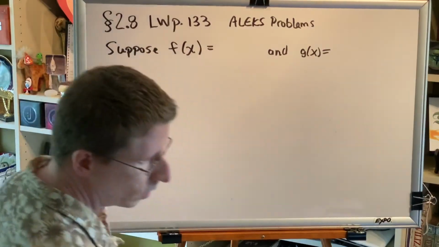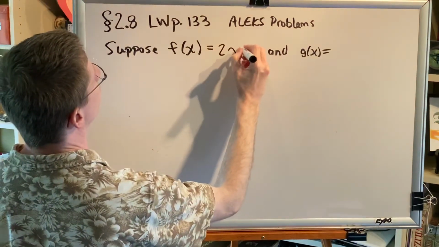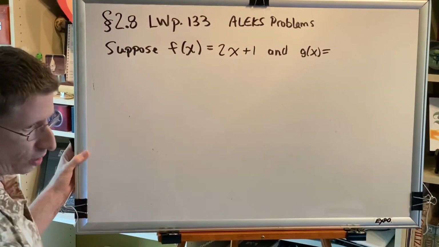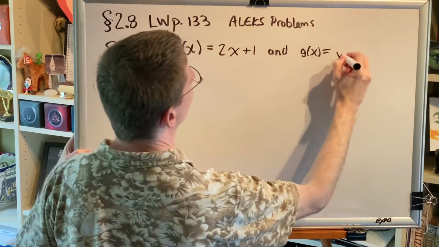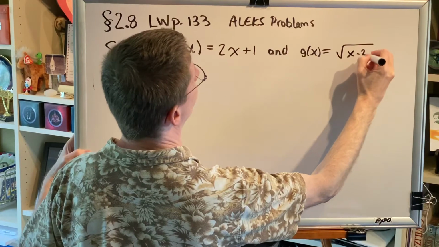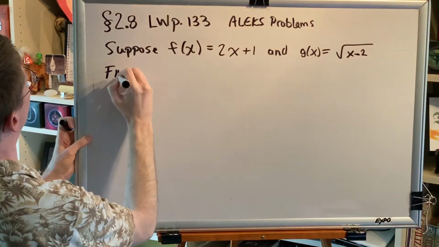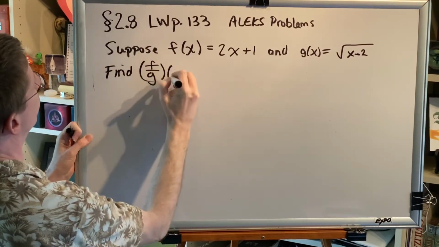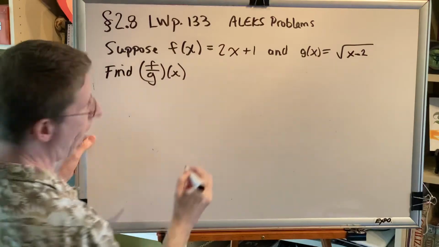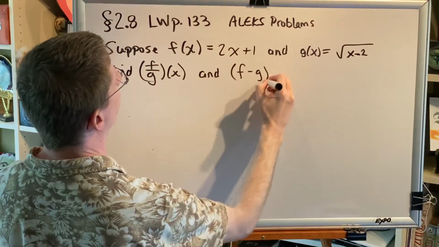Okay, next problem. Suppose that f of x equals 2x plus 1 and g of x equals the principal square root of the difference x minus 2. Find f over g of x and f minus g of x.